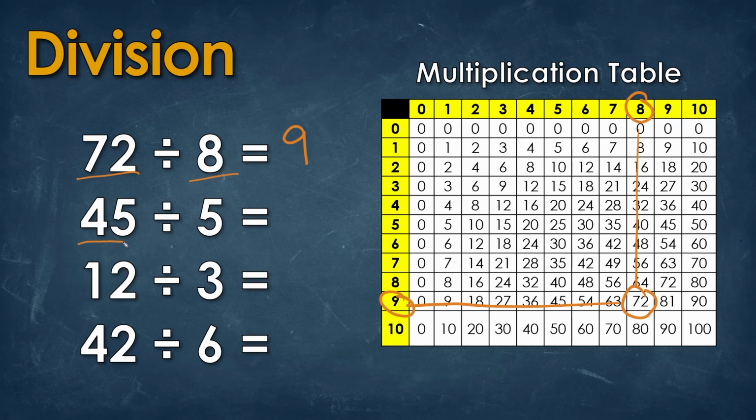Next one, 45 divided by 5. So we start with 5, right? We always start with the second value. We work our way down until we get to 45, which is here. Go back across, and that again is 9.